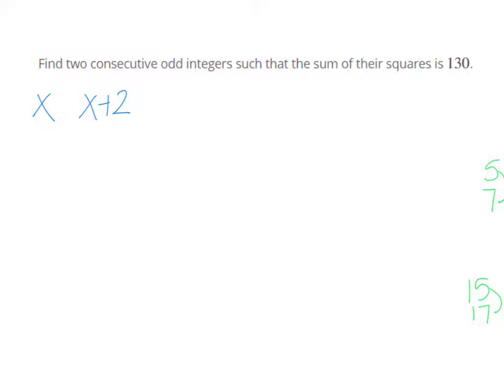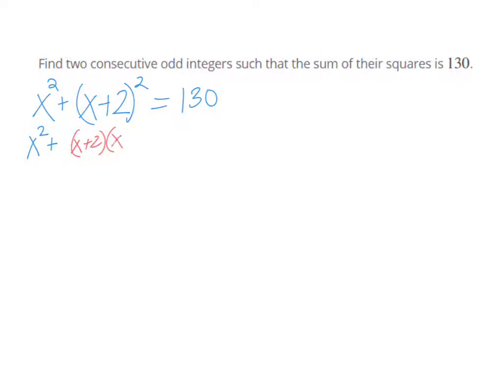All right, let me get rid of this so it doesn't get in our way later. All right, so it says the sum of their squares. Okay, so that means I need to square them, and I'm adding. The sum of their squares is 130. All right, so now this is a little trickier because I have this binomial, these two terms being squared. This x squared is fine, plus, but I'm going to take this x plus 2 that I'm trying to square. I have to write it twice, and I have to multiply it together.